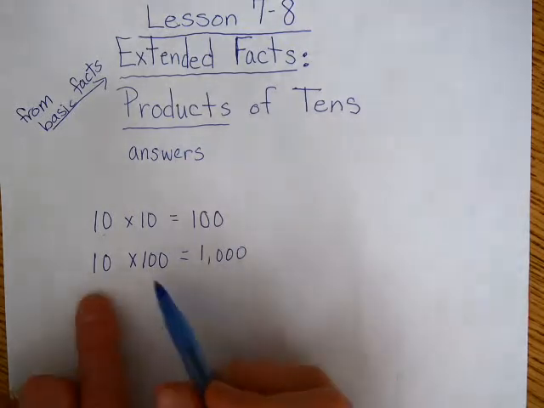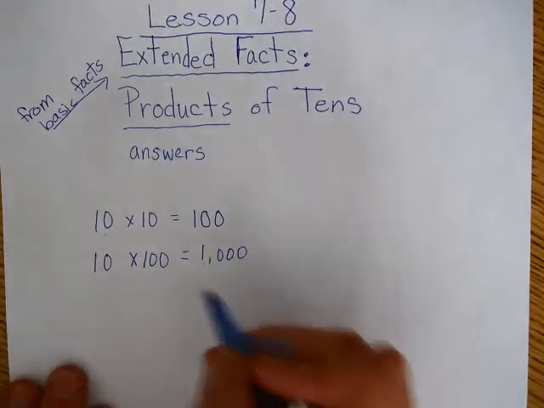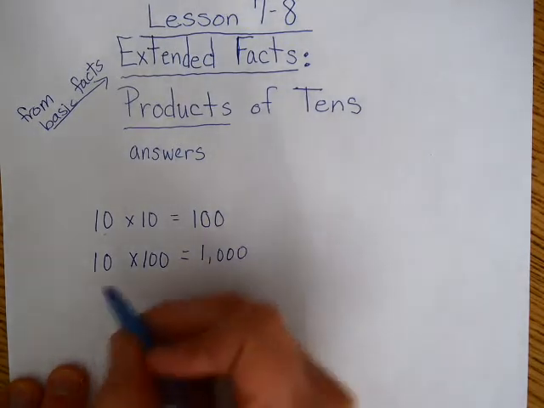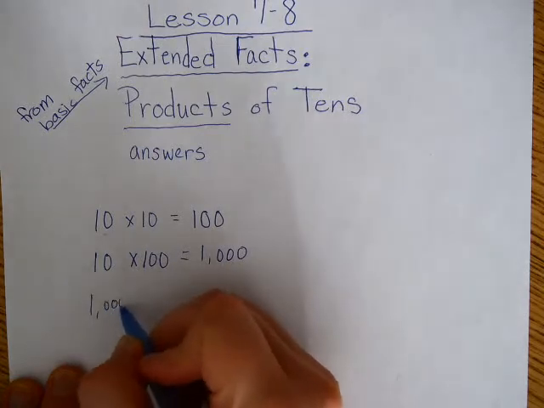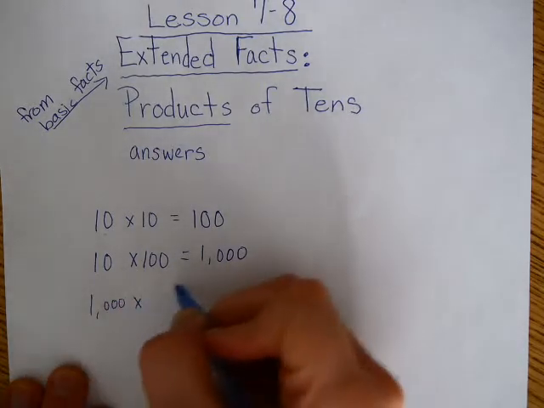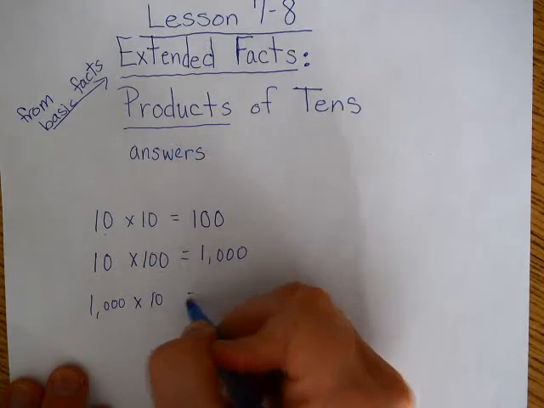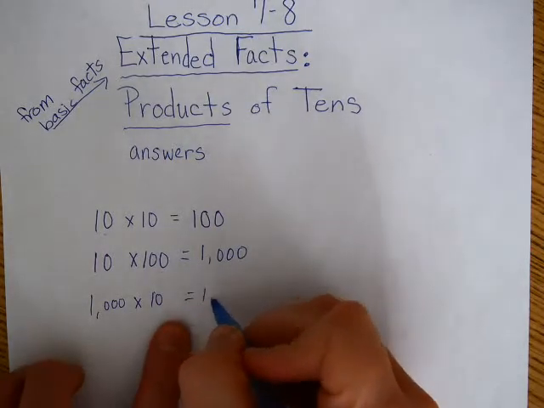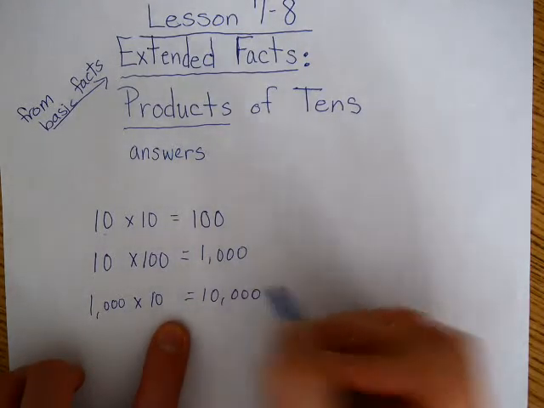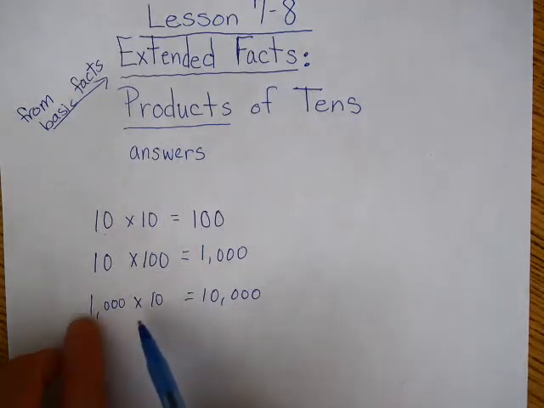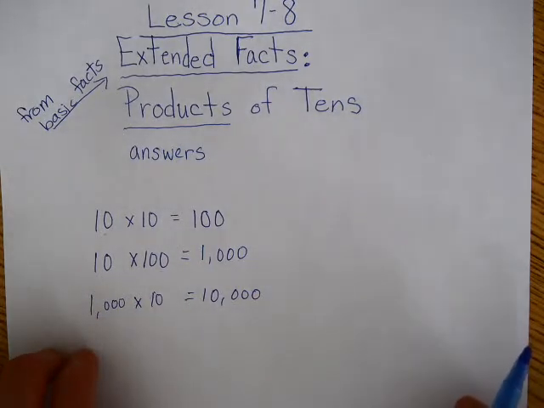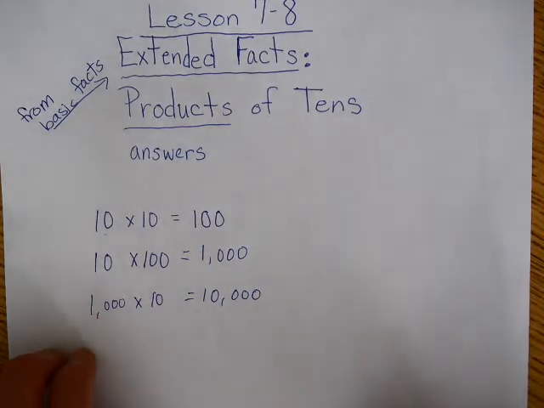So that means instead of 2 zeros, I will have 3. Then maybe I want to say 10 times 1,000, I'm going to have 10,000. So you basically just add a 0 onto whatever number it is that you're multiplying. So that's how kids can find multiples of 10.